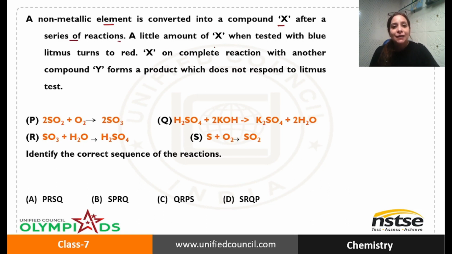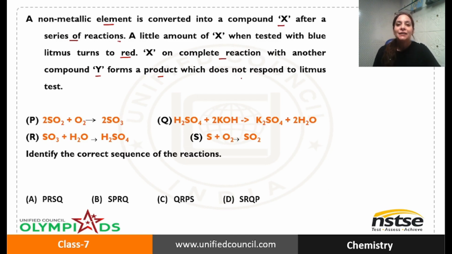Okay, so the first question says, a non-metallic element is converted into compound X after a series of reactions. A little amount of X, when tested with blue litmus, turns red. X on complete reaction with another compound Y forms a product which does not respond to litmus test. I know many of you must be thinking that it is a complicated question, but let me tell you, these complicated questions can be simplified very, very easily. Just what you should know is the tip and trick to attempt this question and get the answer right. So see how to do this.